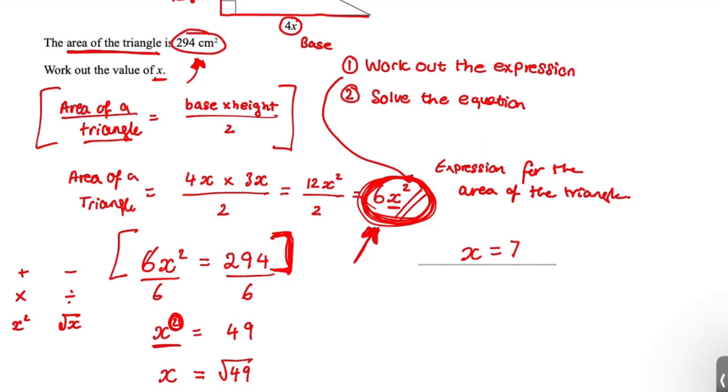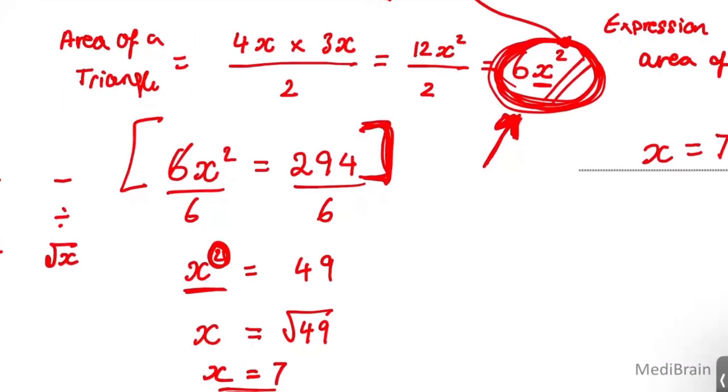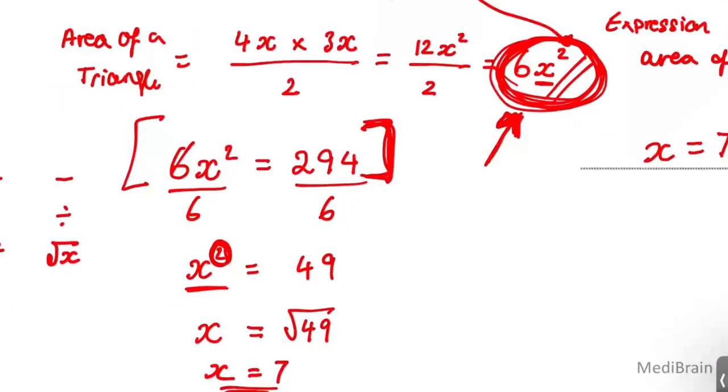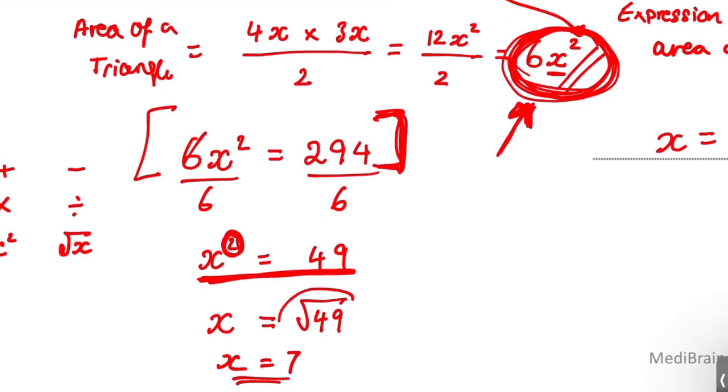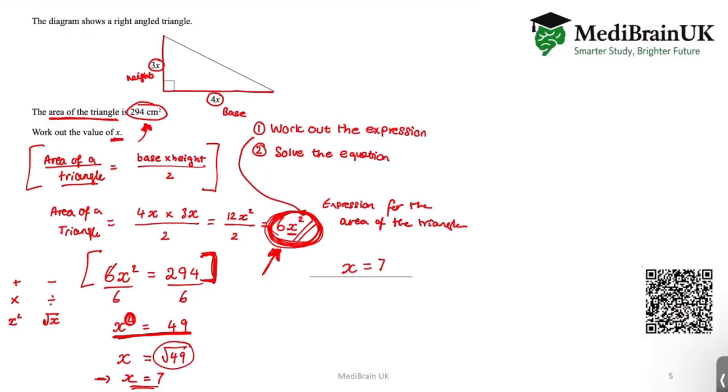And then we want to work out what the value of x is going to be. So we're going to divide by 6 on both sides to get rid of the 6. And then we're going to have x squared equals 49. Now we don't want x squared, we want x. So to get rid of that squared, we're going to square root the opposite side. The square root of 49 is 7. That's why the answer to this question was x equals 7.